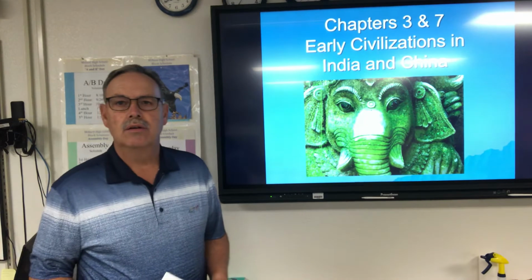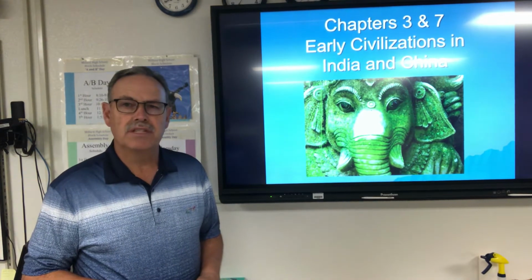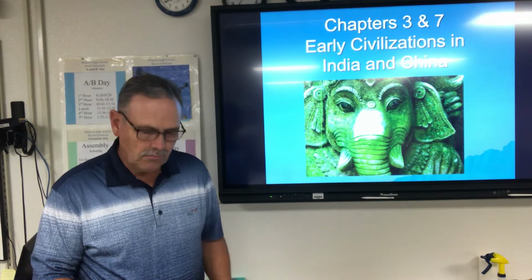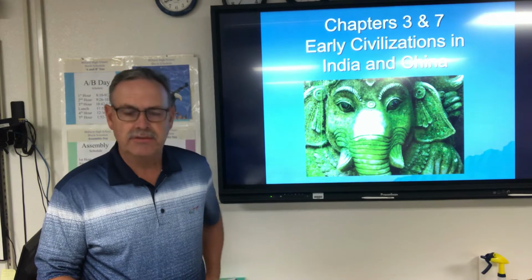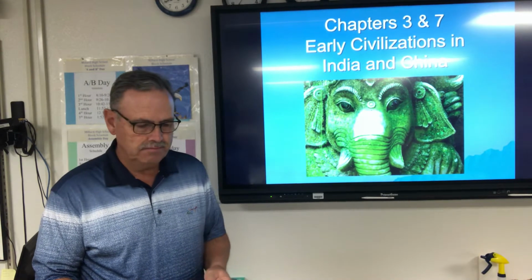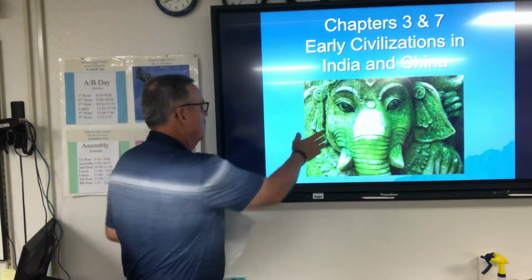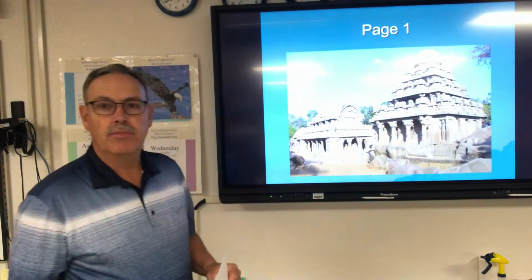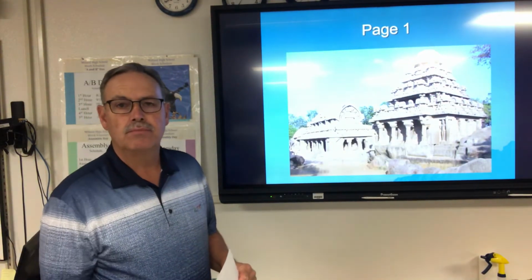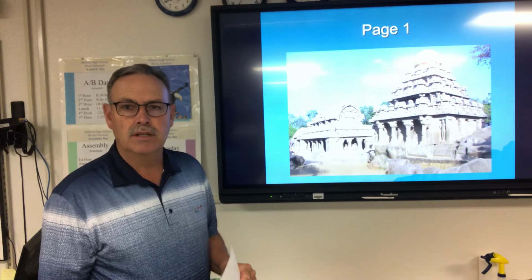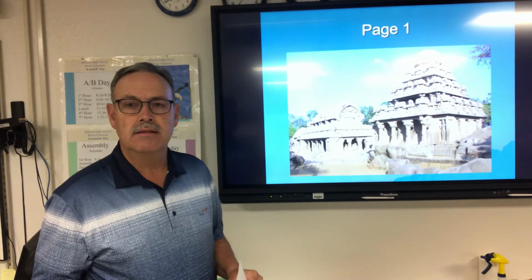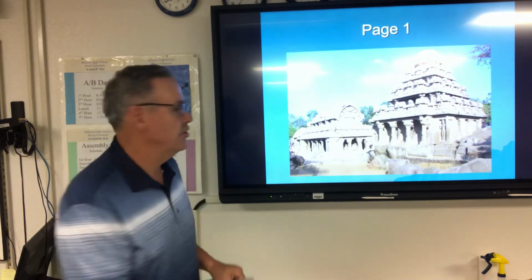Well, this is chapter 3 and 7 of World Civilizations. We're going to be talking about early civilizations in India and China. We'll start with page 1 and page 2, which deal with India, and then page 3 and 4 with China.